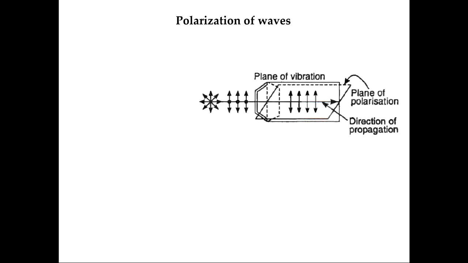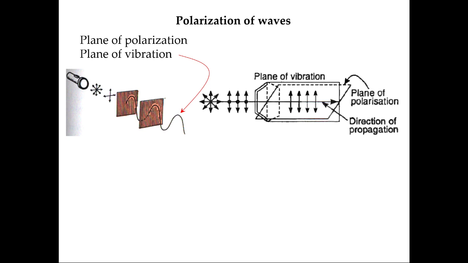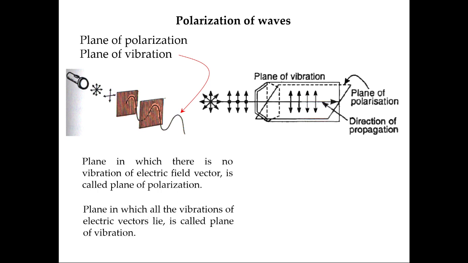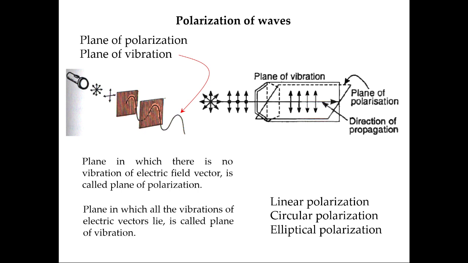In a polarized light wave, the plane in which the electric vectors vibrate is known as the plane of vibrations, and the plane in which the vibrations of electric vectors are suppressed or removed is known as the plane of polarization. So the plane of polarization and the plane of vibrations are perpendicular to each other. Polarization can be classified into three classes, namely linear polarization, circular polarization, or elliptical polarization.